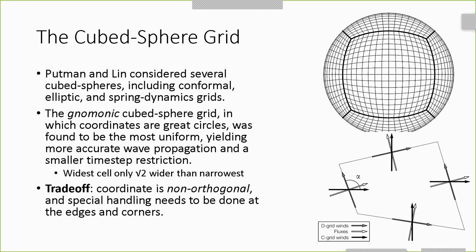Now, the disadvantage, however, of the gnomonic cube sphere is that your coordinate is non-orthogonal. You need to take that into account when you're dividing the cell. And furthermore, you need to do special handling at the edges and corners to avoid grid imprinting. So you have a simple means of doing that involving extrapolation at the edges of the face.